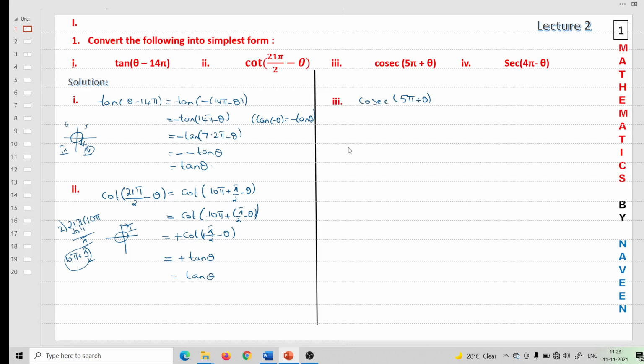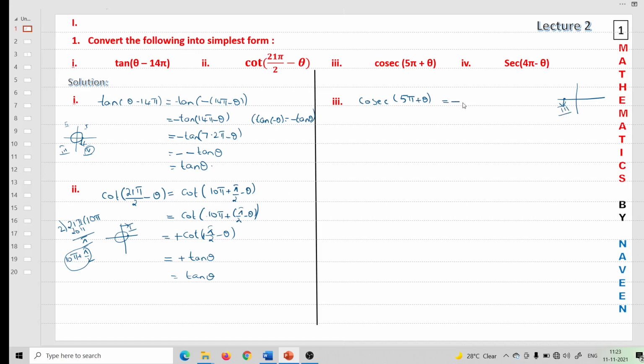Next, third problem. Cosecant of 5 pi plus theta. 2 pi means one complete rotation, another 2 pi means 2 times complete rotation, and 5 pi means it will get here. Plus theta, increasing with some angle theta. Plus means increase and minus means decrease, upward. So plus theta means it is in the third quadrant. In the third quadrant, only tan and cot are positive. Remaining all are negative. So I am writing a minus sign first here.